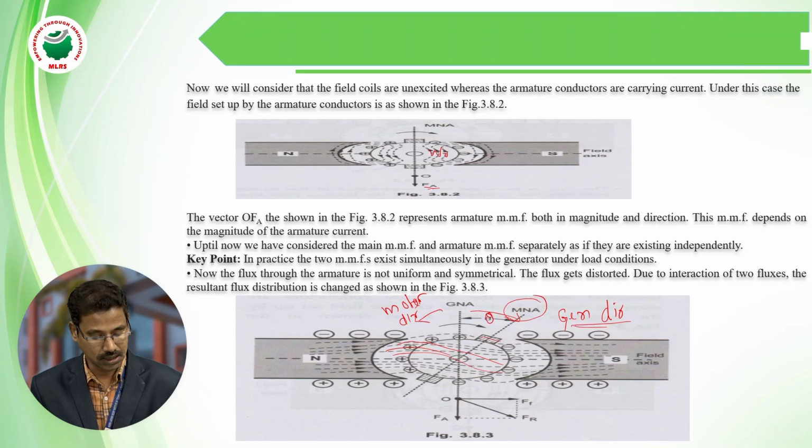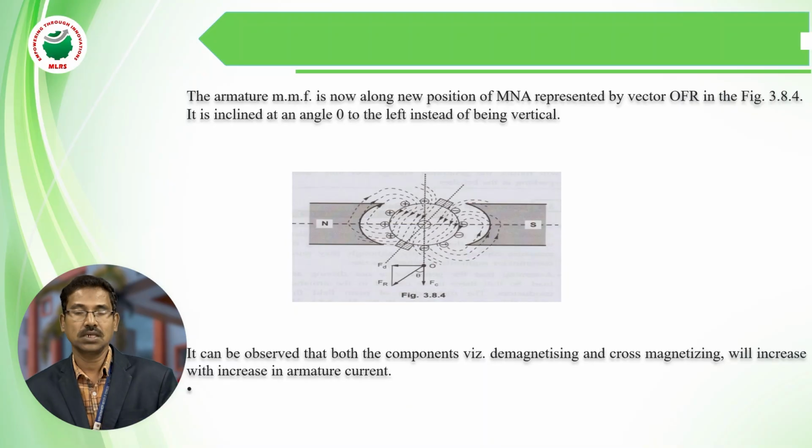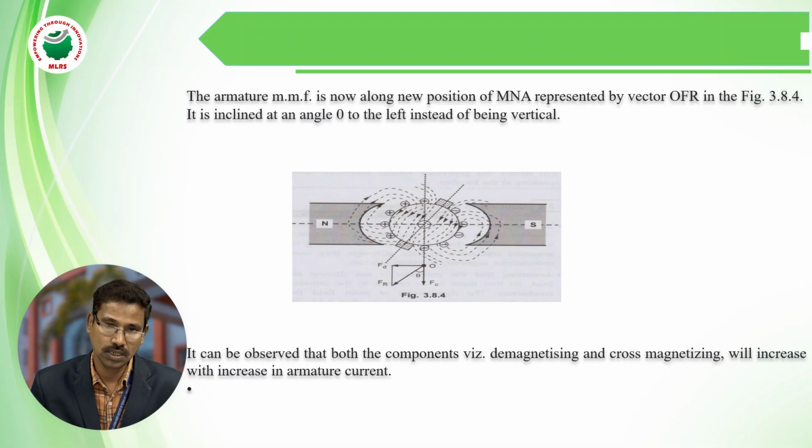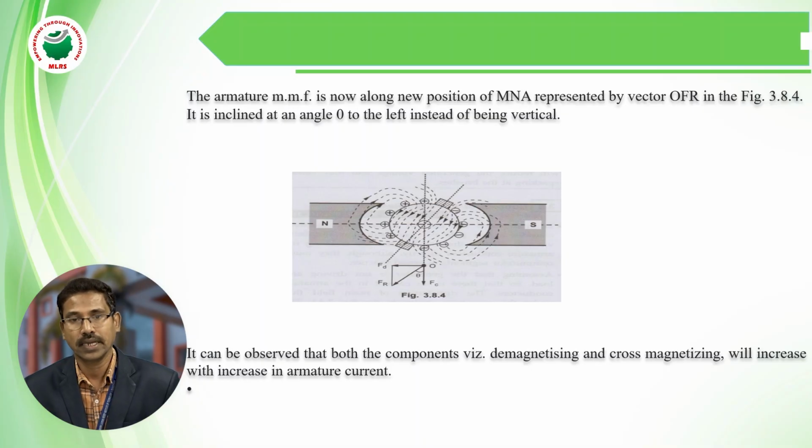Under that condition we get two effects: one is the demagnetizing effect, the other is the cross magnetizing effect. Due to that, the resultant MMF is produced. Because of this armature reaction we observe two things: one is a reduction in the terminal voltage, and the second is commutation problems, that is, sparking takes place at the brushes.